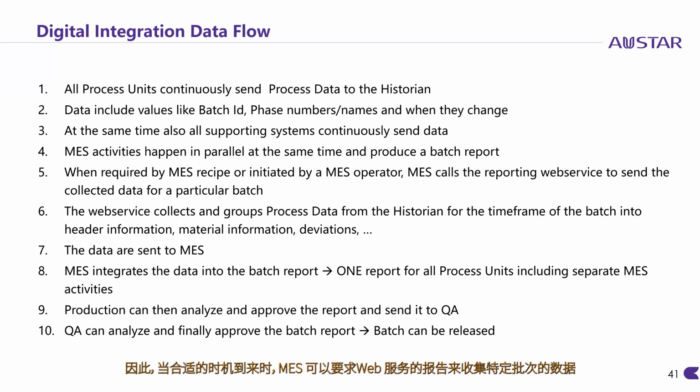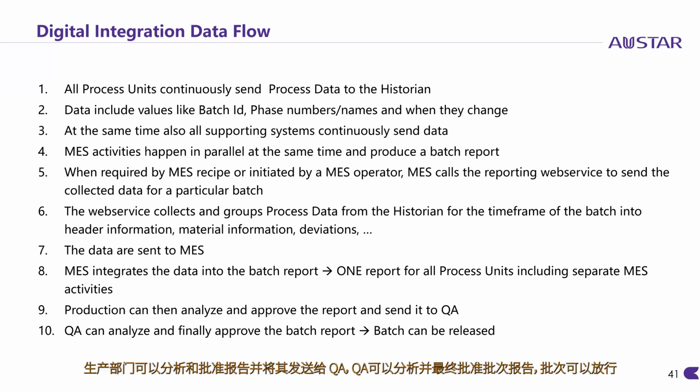It collects and groups the process data from the historian for the time frame of the batch and adds header information, material information, and deviations. These data are then sent to MES, and MES integrates the data into a batch report. So you have one report for all process units, including separate MES activities. Production can then analyze and approve the report, send it to QA, and QA can analyze and finally approve the batch report, and the batch can be released.